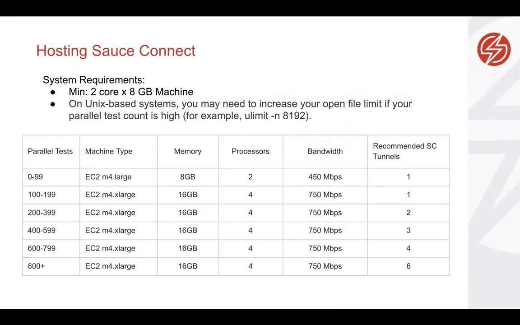So what does it take to host Sauce Connect? Sauce Connect is relatively lightweight and needs a machine with at least 2 cores and 8 gigabytes of memory. One thing to note, if you are on a Linux machine, you may need to set your ulimit a little higher if you are running many tests in parallel. We can see the tests in parallel are really what impacts the performance of Sauce Connect here. For instance, if we're running 200 to 400 tests, we probably want an M4X large with 4 processors, 750 megabits of bandwidth, and at least 2 tunnels running.